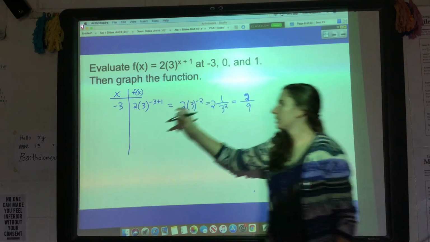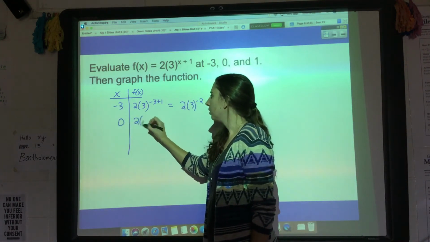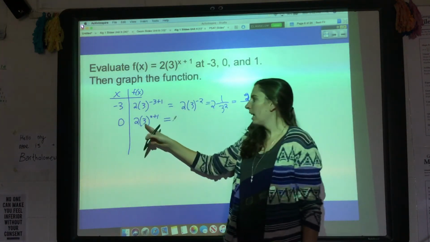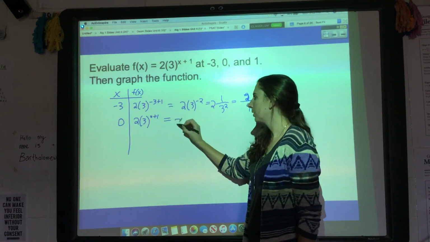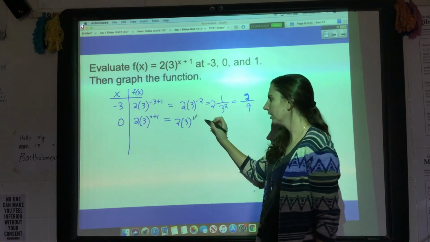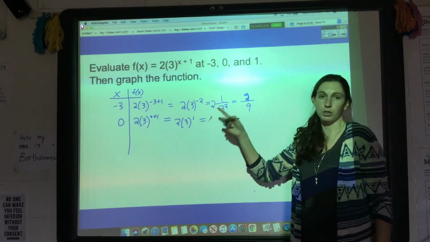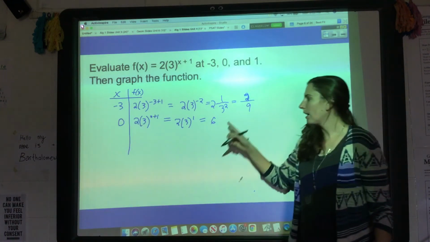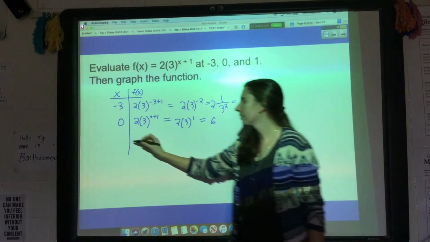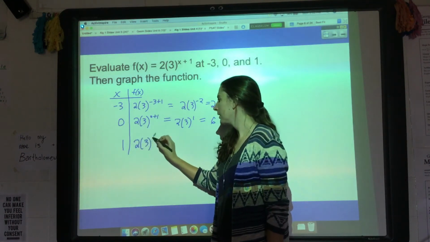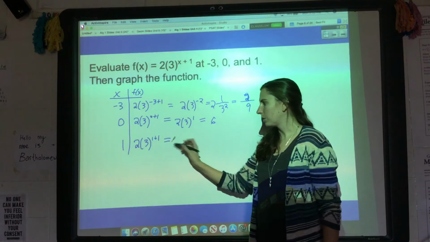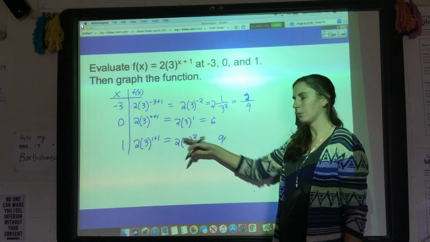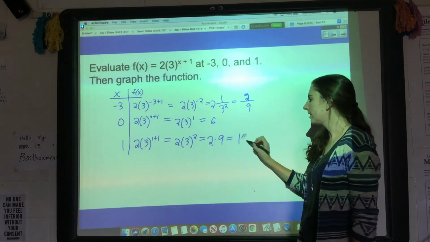All right, let's plug in 0 and see what happens. So 2 times 3 to the 0 plus 1, just put in 0 for x. And so again, you gotta do the exponents first. So 2 times 3 to the first power. 3 to the first power is just 3, and 3 times 2 is 6. So when I put in 0, I got out 6. Let's put in 1. One plus 1 is 2, so this is 3 squared, which is 9, and then times 2, which is 18.